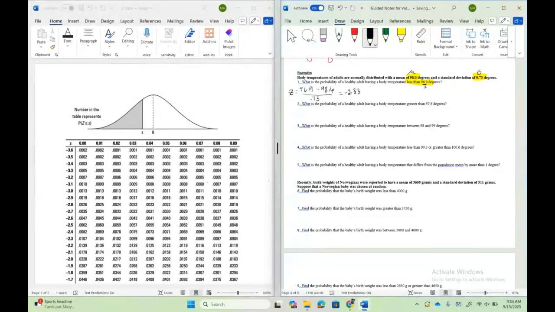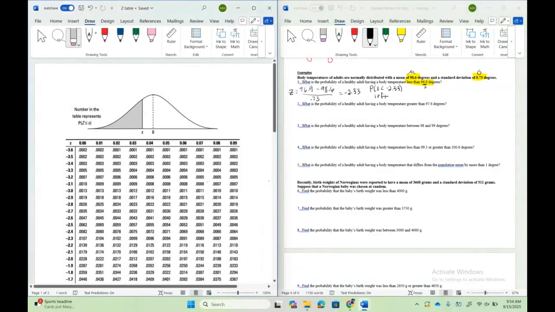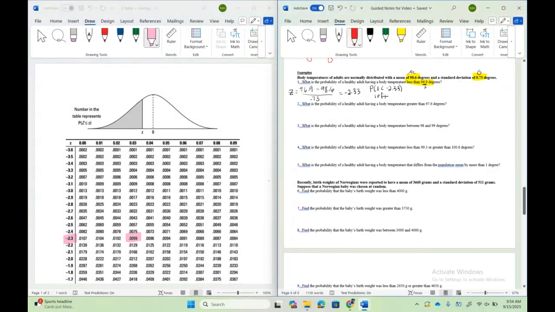Now I'm doing the probability of x being less than negative 2.33. So this is an area to the left. I'm going to go to my table and find negative 2.33. And so my answer to my question is 0.0099. That's your probability.